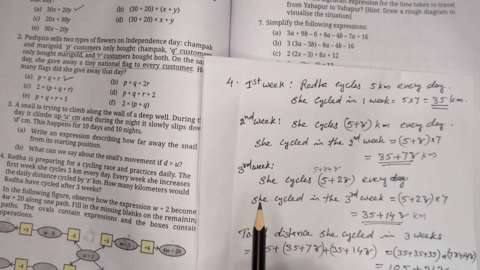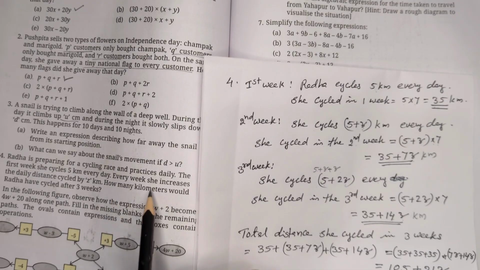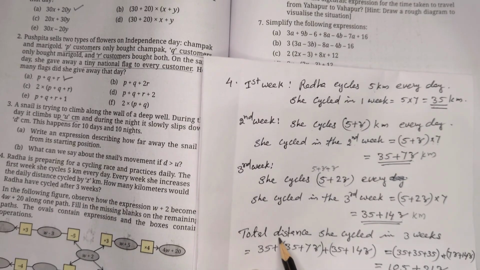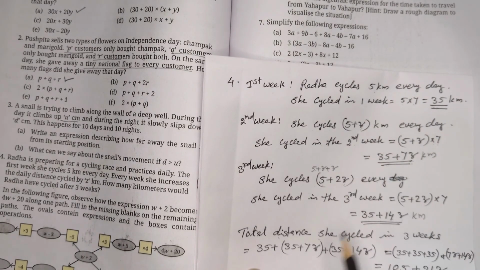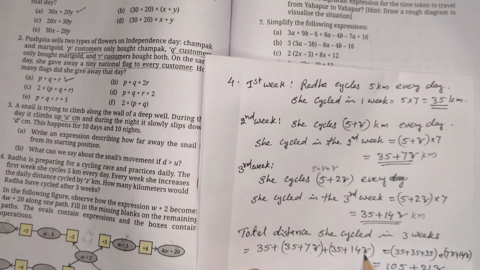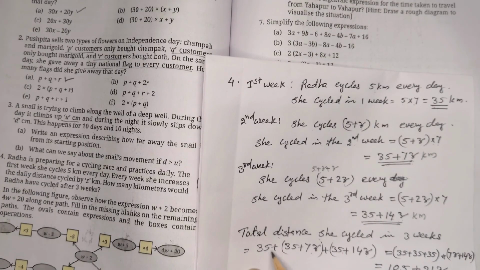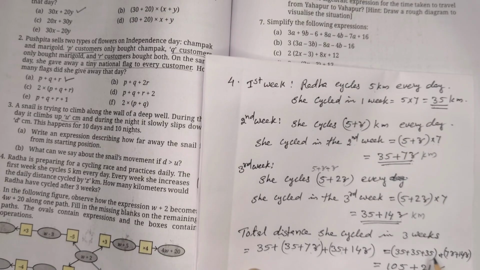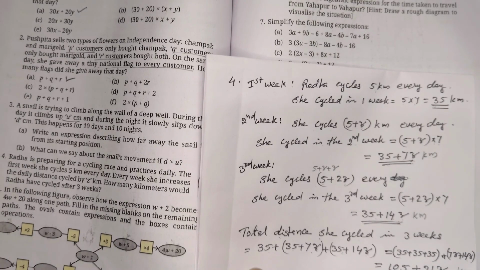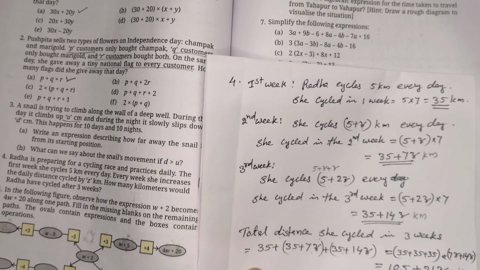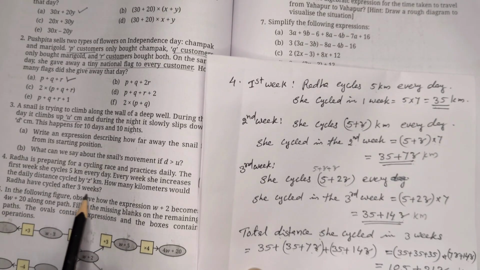Now here the question, after the third week, how many kilometers would she have cycled? So the total distance she cycled in 3 weeks is equal to 35 plus 35 plus 7z plus 35 plus 14z. We can add the numbers first, 35 plus 35 plus 35 together, then 7z plus 14z. So when we add the numbers, we will get 105. 7z plus 14z will come 21z. So 105 plus 21z kilometer. That much she cycled after 3 weeks.